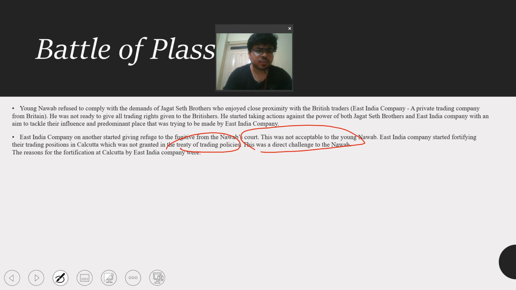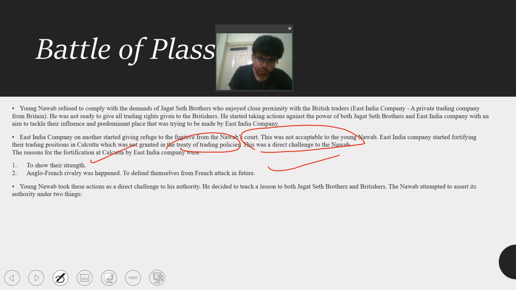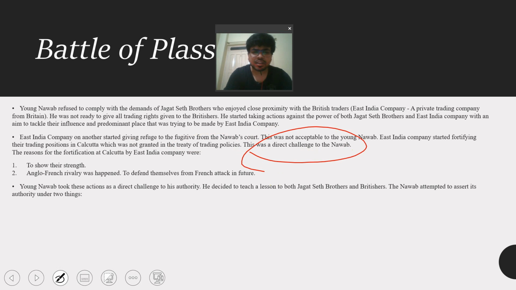So there were two reasons for the fortification of Calcutta by the East India Company. One was that if France attacked in the future, this fortification would help them defend themselves. The other was to show their superiority. So first was to show their strength, and second, because of the Anglo-French rivalry, to defend themselves from a French attack in the future. These were the two main reasons, and this directly challenged the young Nawab.